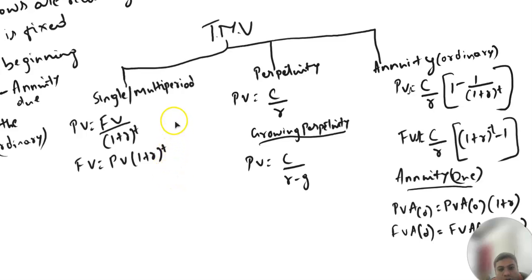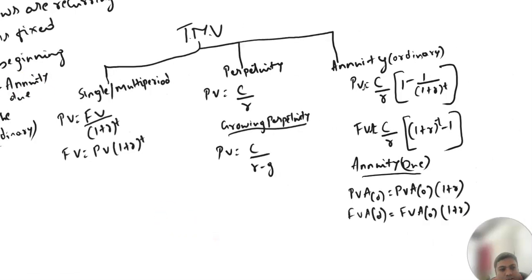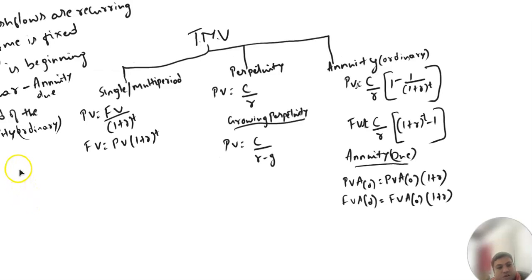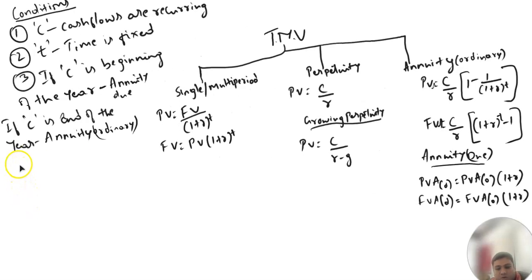We have looked at four concepts in time value of money. One is the single period, and then perpetuity, growing perpetuity, and annuity due. Before we get into the formulas, I have told you to remember the conditions. So let me take you to the conditions and then we'll go and see the formulas.